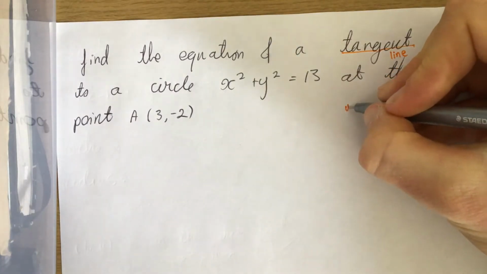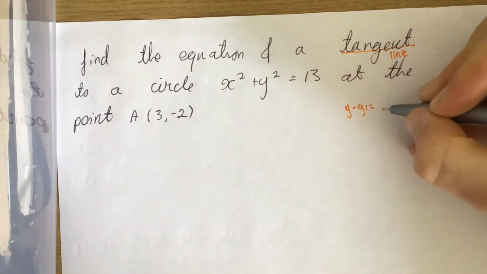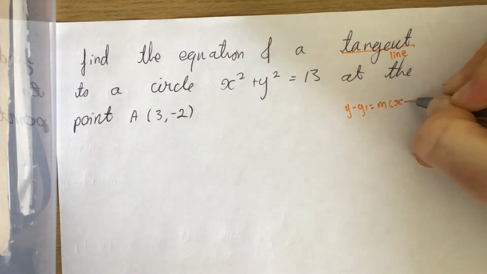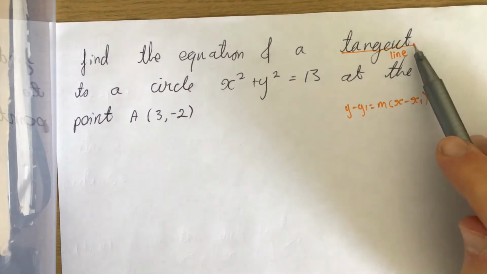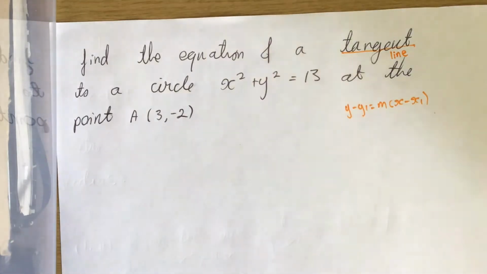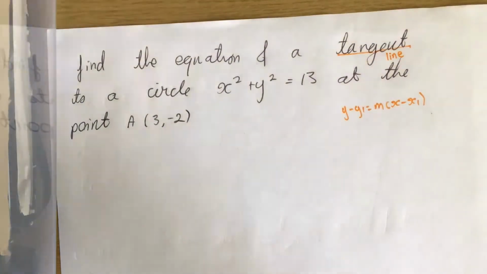We know that we're going to have to use y minus y1 equals m into (x minus x1) at some stage in this question. So that would be my advice, is to underline the word tangent, write line underneath it, and write out your equation for a line. That shows that we know where we're going and we have our formulas ready to go.